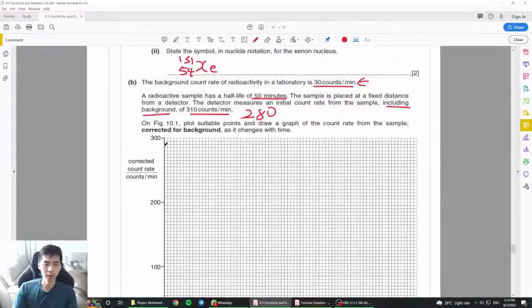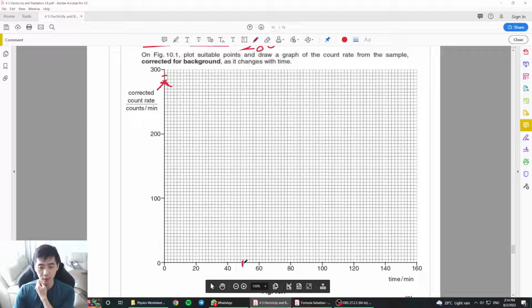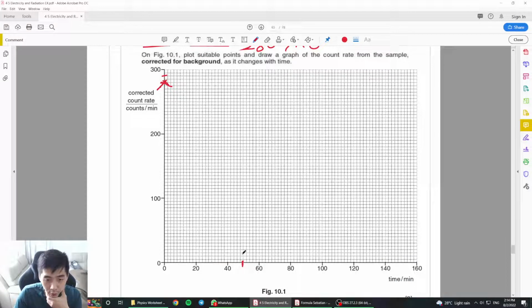On figure 10.1, plot suitable points and draw a graph of count rate from the sample corrected for background. Right, so initially it's at 280. If this is 290, 280 will be somewhere around here. This is your 280 mark. Then 50 minutes later, which is going to be somewhere around here, it will be half its current amount, which is 140. If this is 100, here will be 110, 120, 130, and 140 here. This will be the amount.